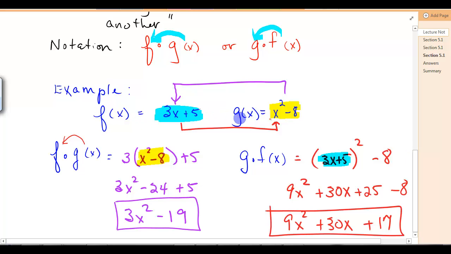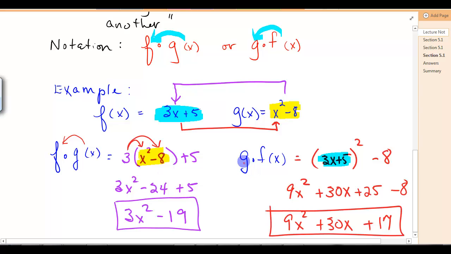We're given f of x and g of x. These are two functions. If we're asked to find f of g of x, I usually draw this arrow reminding myself that I'm going to take this g of x and put it into f. Always go right to left. So I'm going to take g and go over to f, and wherever there's an x, I'm going to put that g function. So I have 3 parentheses x squared minus 8 plus 5. Then you distribute, and I get 3x squared minus 24 plus 5, and clean it up a little bit more and get 3x squared minus 19.